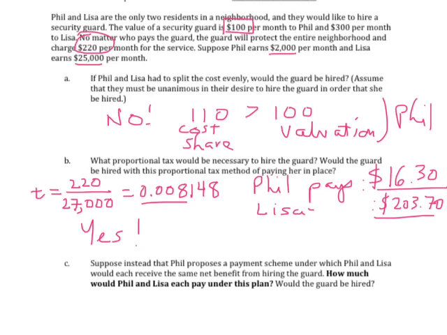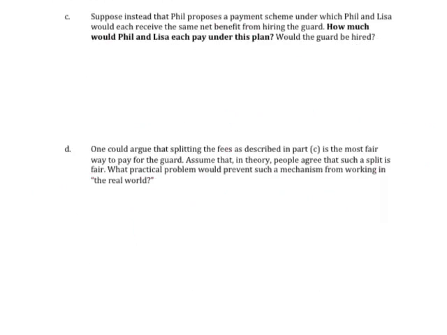Let me go to a new page for this next part. What about a payment system where the net benefit of each is equalized? So they each get the same amount of surplus from hiring the guard. And we've got to do just a little bit of algebra here. Let X be Phil's payment, Y be Lisa's payment.